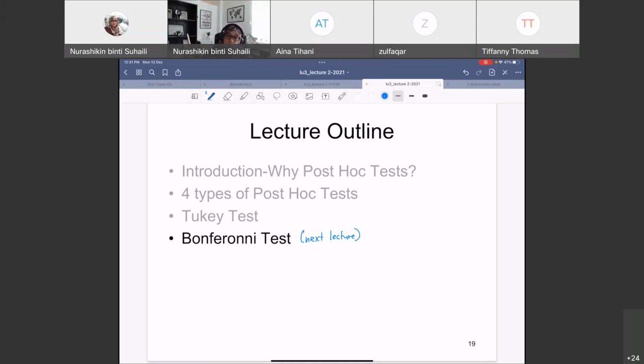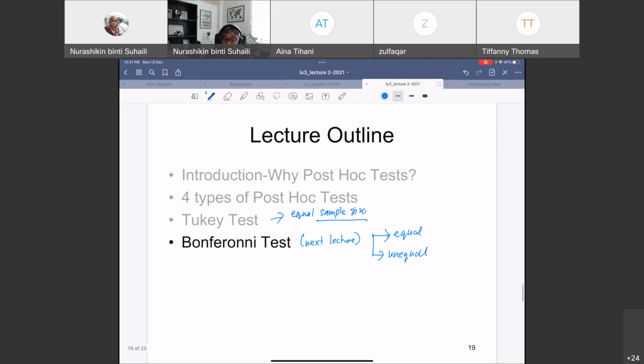And for that, you have to identify which test you want to use, Tukey or Bonferroni. Tukey is for equal sample size, so you have to know the size of every sample. Bonferroni can be used for both equal and unequal. But for equal sample size, the Tukey test is actually way better than Bonferroni, even though Bonferroni is applicable for both. So in short, you can apply Bonferroni for unequal sample size. We will cover that next week.